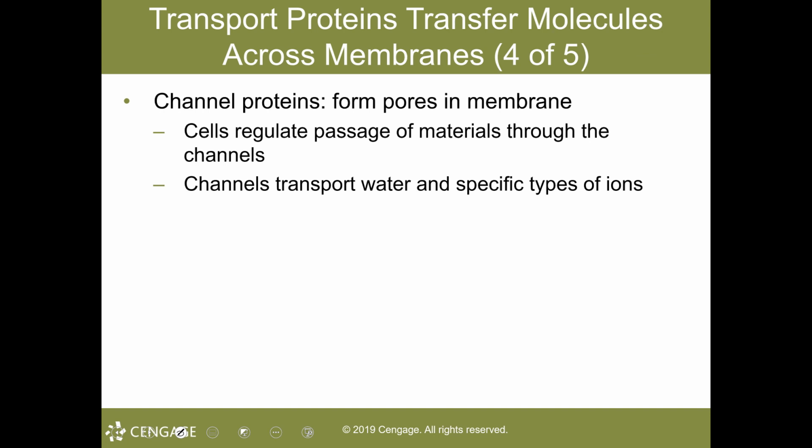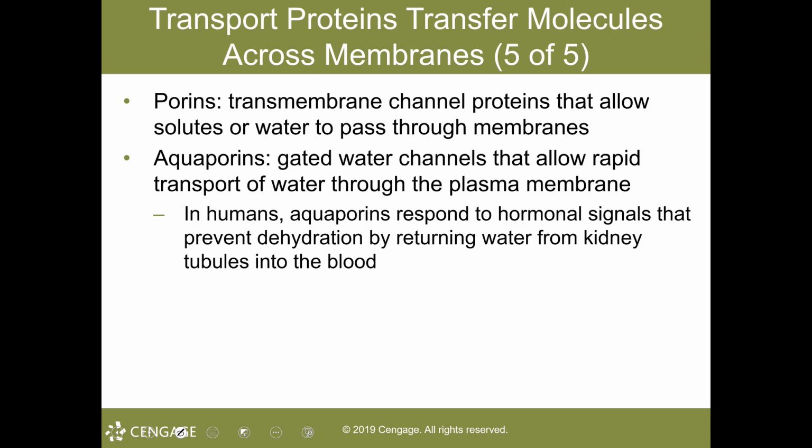I just mentioned channel proteins forming pores in the membrane, and I won't do much more with that because I've already explained it. Next are porins. I got to this earlier too, but I'll get to it a bit more specifically. Porins, such as aquaporins, are channel proteins that allow solutes or even water, the specific type I'm referring to, to pass through membranes. Those aquaporins are gated water channels that allow the rapid transport of water through the plasma membrane.